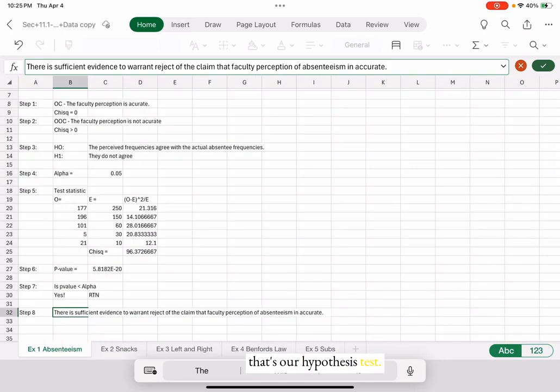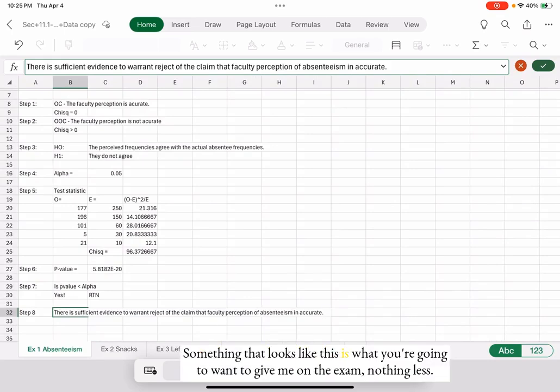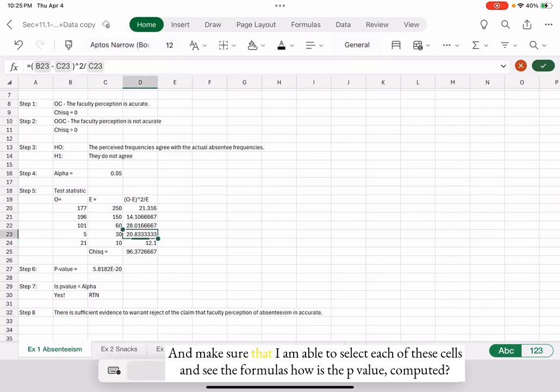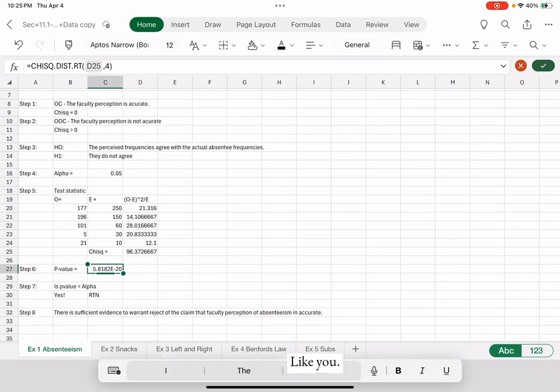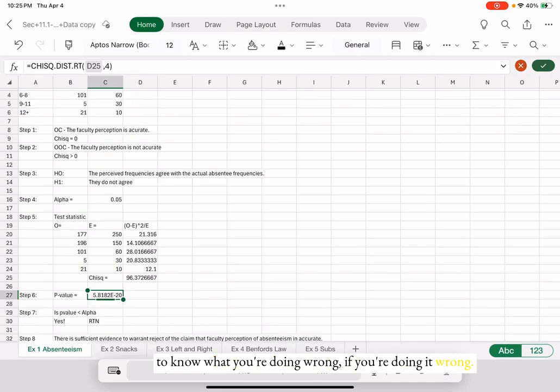That's our hypothesis test. So something that looks like this is what you're going to want to give me on the exam, nothing less. And make sure that I am able to select each of these cells and see the formulas. How is the p-value computed? See, I can click on it and I can see exactly what function I used. You will get very little credit if it just shows the number, like you copied and pasted it. If you don't do that, I want to see your formula and know what you're doing wrong if you're doing it wrong. All right, very good.